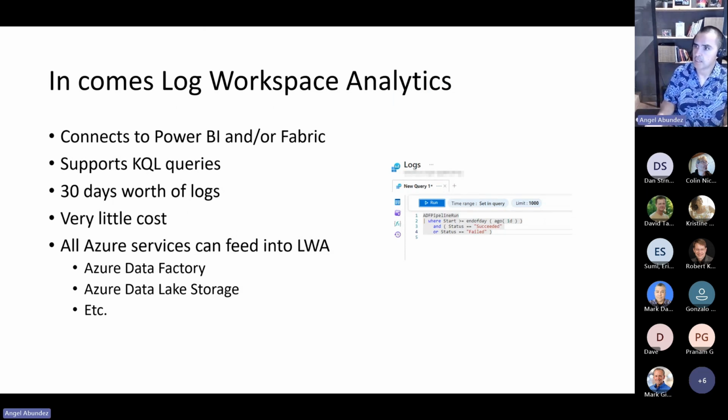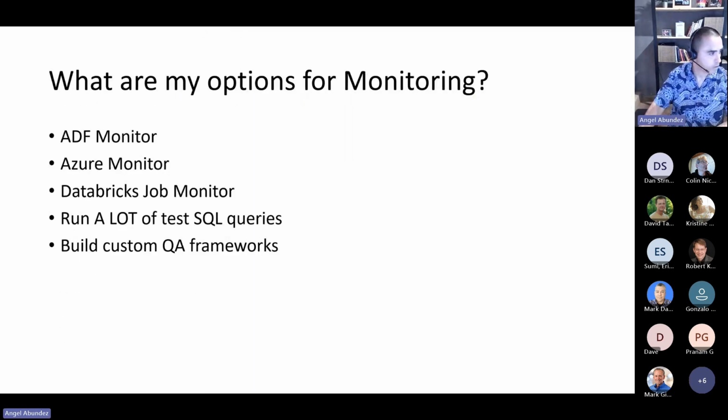Log Workspace Analytics is the storage engine behind Azure Monitor. Everything in Azure that can be monitored, VMs, Azure Data Lake Storage, Azure Data Factory, Logic apps, app services, all those logs can be dumped into Log Workspace Analytics. So it turns out, whoops, sorry.